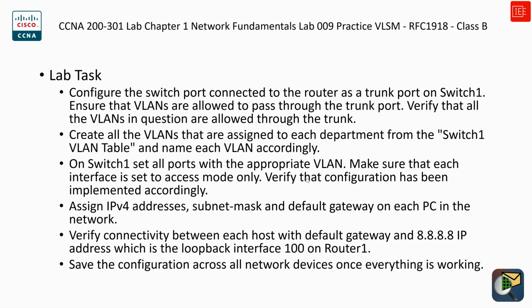Once we are done with that, we move to the next step where we are going to create the VLANs, and we are going to name each VLAN according to the topology and the requirements. And then once we have done that, we are going to set all the ports to reside in the appropriate VLAN. Once we are finished with this step, we move to the next one, where we are going to assign IPv4 addresses and subnet masks as well as the default gateway on each PC in the network. And then we are going to verify connectivity between each host and the default gateway as well as loopback interface 100. Once we are happy with our configurations and testing, we can save our configurations across all network devices. And at this point, we have reached the end of the lab task.